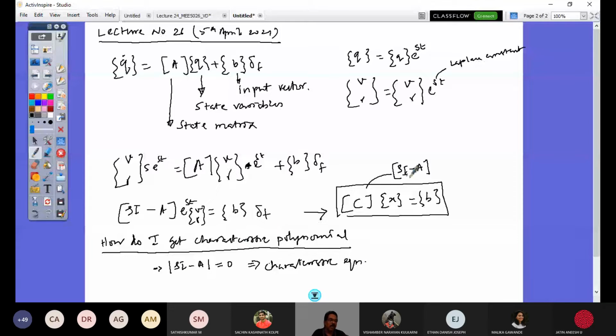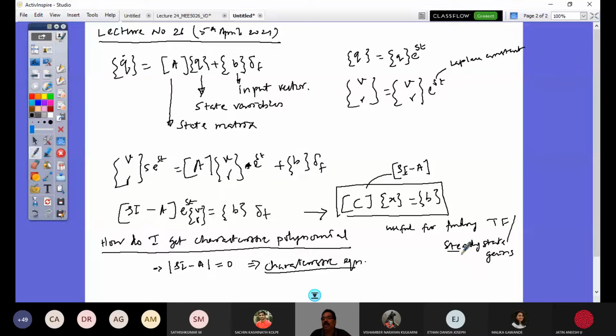It is because I now have this in the form C into X is equal to B, so I can find out the steady state gains. So this is useful for finding transfer functions, or you can say steady state gains. What is the difference between transfer function and steady state gain?